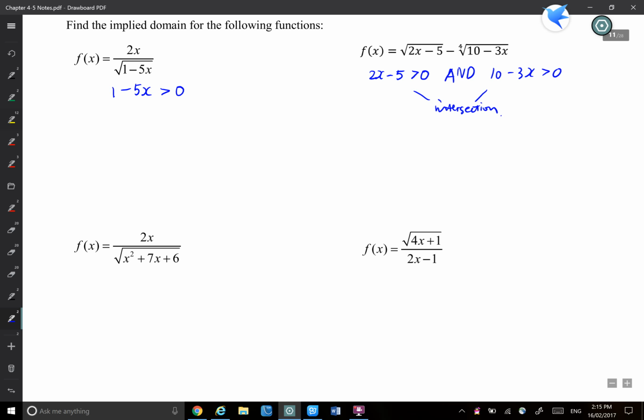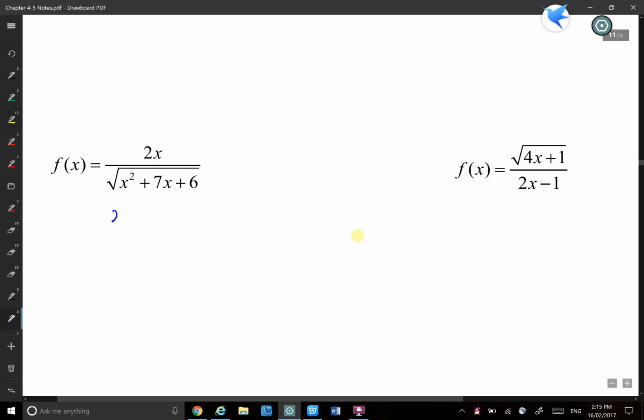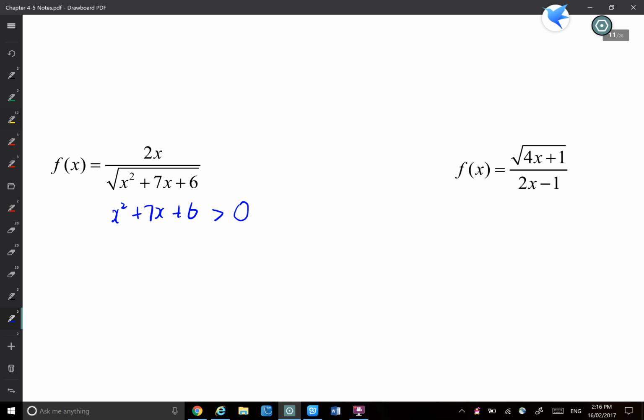Next one. I have 2x over the square root of a quadratic. So what I need is this quadratic greater than 0, cannot equal 0 because it's the denominator. So I need that to be greater than 0, and you're going to solve for that. And that will be your final answer.